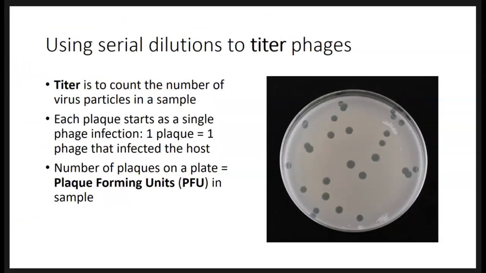So if we see a nice round plaque, that means that there was one phage that infected the host. We don't know if there are phages that might have ended up on that plate that just didn't form successful infections, or if they're dead phages or something else. But we know that each one of those plaques started as a plaque-forming unit. This is a specific term we're going to use for these phages that cause plaques to form. We use PFU as an abbreviation of this.